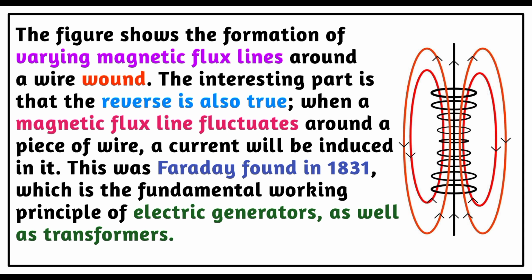The interesting part is that the reverse is also true. When the magnetic lines fluctuate around a piece of wire, a current will be induced in it. This was found by Faraday in 1831, which is the fundamental working principle of the electric generator as well as the transformer.